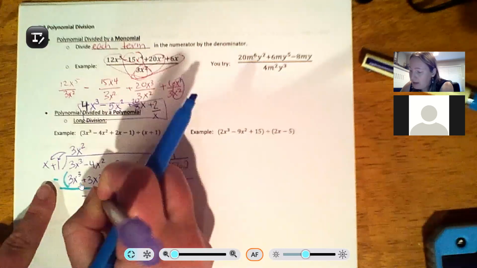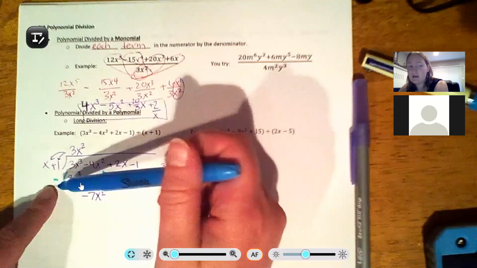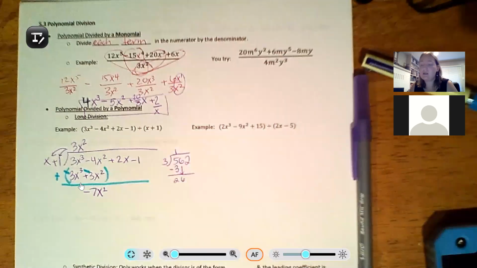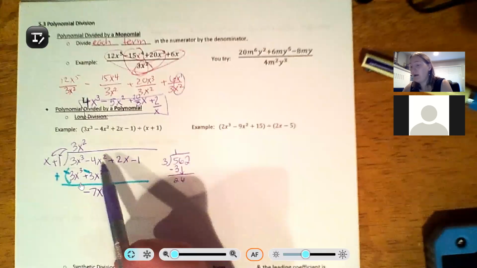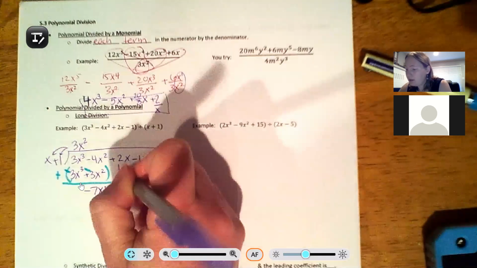So if you're not so fond of subtraction, you can also change this to adding the opposite. And I do that in a different color just to make it clear what sign I'm going to be following. It's going to be the -4 minus the 3. And then you bring down your next term.